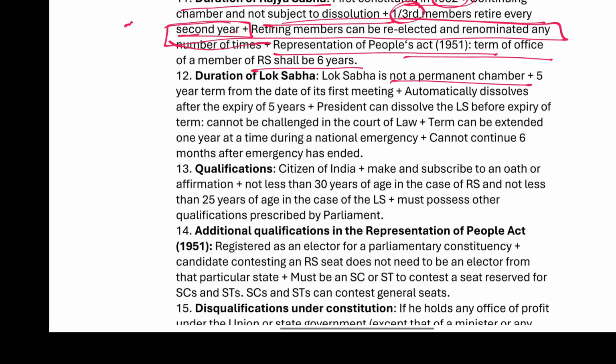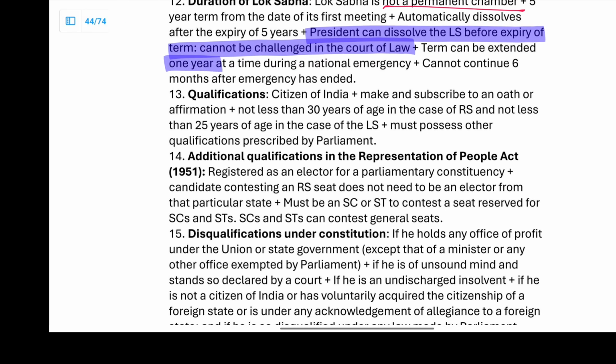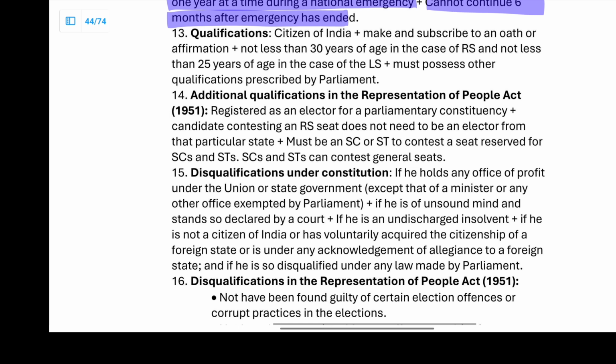This is the most important point to be noted, right? President will dissolve the Lok Sabha and it is not challenged. The term can be extended for 1 year at a time during the national emergency. It cannot continue 6 months after the emergency has ended.